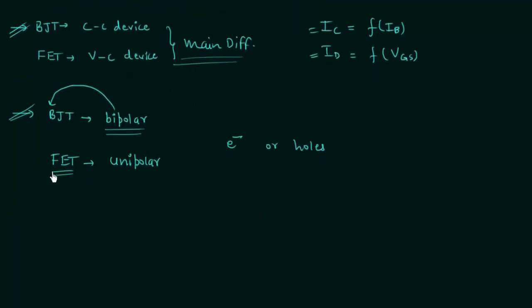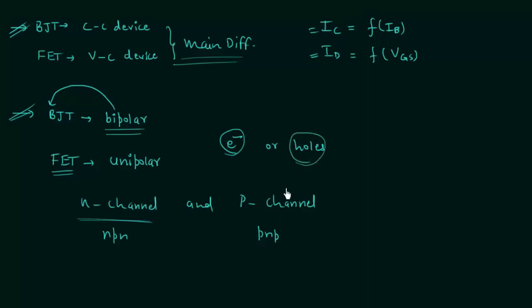And in case of FET, we have N channel FET and P channel FET, like NPN transistor and PNP transistor. When the FET is dependent on electrons only, then we call the FET N channel FET, and when FET depends only on holes, we call that FET P channel FET. FET can be used for amplification as well as switching.